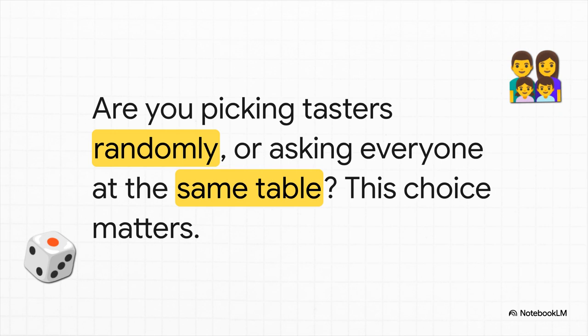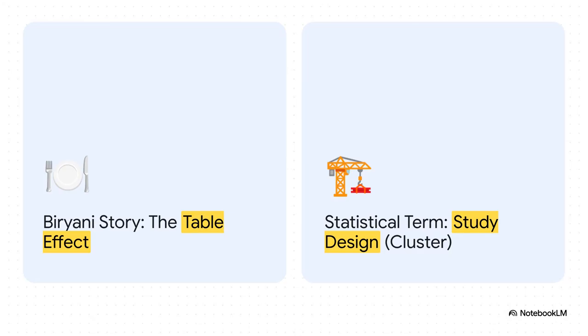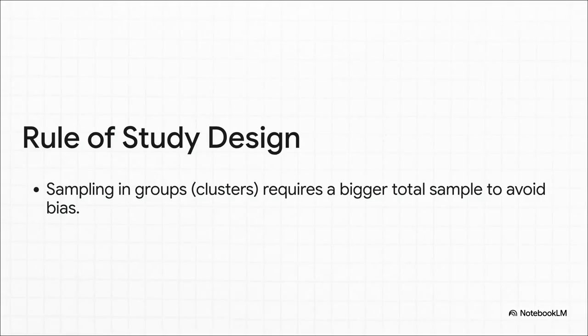Okay, last, but definitely not least, rule number 5. How you pick your tasters matters a lot. Are you picking people at random from all over the room? Or are you just grabbing the first 3 tables you see and asking for their opinions? See, if you just sample by the table, you get what's called the table effect. People at the same table might influence each other's opinions, right? Or maybe they all got served from the same slightly burnt corner of the pot. In stats, this is a type of cluster sampling. So the takeaway here is, if your plan involves sampling people in these little groups or clusters, you have to account for that. You're going to need to sample from more tables, which means your total number of tasters has to be bigger to get a fair result.